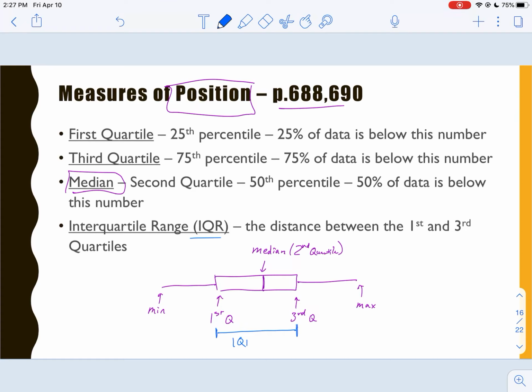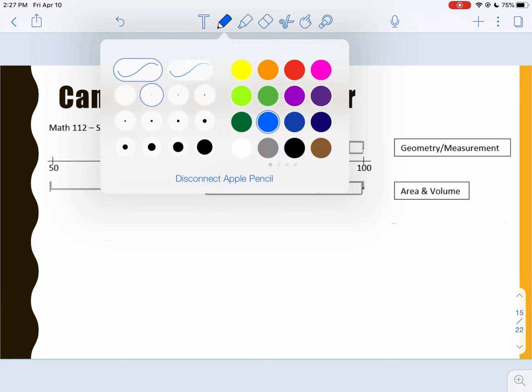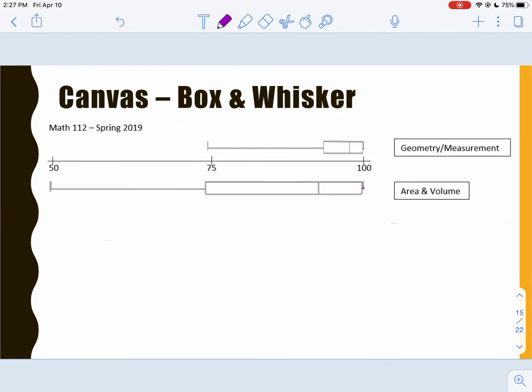Now, another term you'll see is the interquartile range, the IQR. And that is the distance between the first quartile and the third quartile. That distance is the IQR, interquartile range. And that's used to show how spread out the data is. So let's go back here to this data. If I was to ask you which data is more spread out, I think pretty quickly you would say the area and volume data is more spread out.